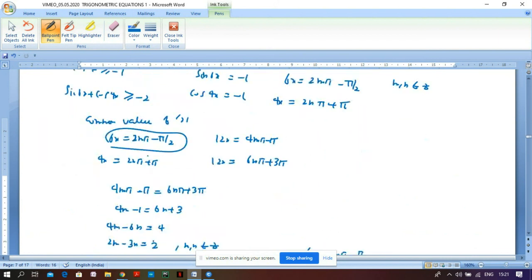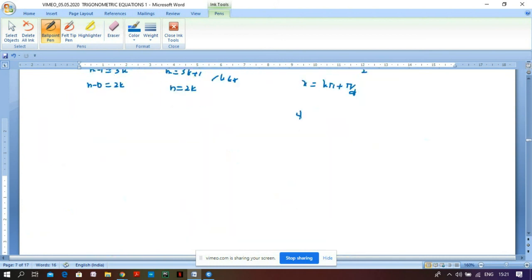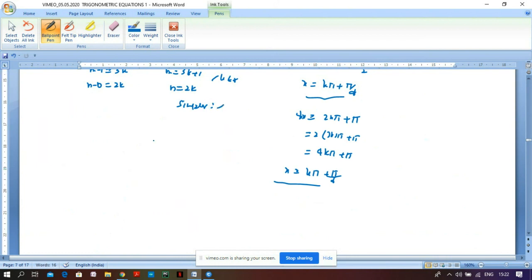If you use the second one, 4x is 2nπ plus π. Now I can write 2 into 2kπ plus π, that is 4kπ plus π. So x is again kπ plus π/4. Both are okay. So in general, in the exam, you just take one value, whichever is simpler. This was simpler. So we got the general solution as x equal to kπ plus π/4, where k is an element of integers.